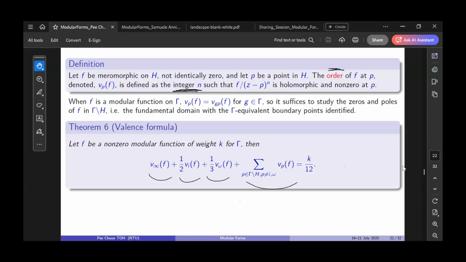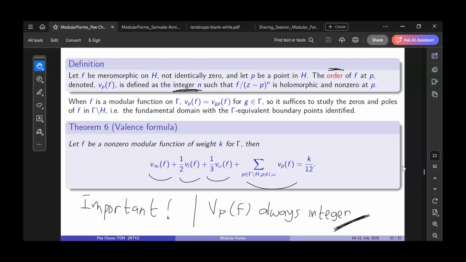And the important thing to note here is the fact that v_P(f) here is always an integer, because it's the order. Order is always an integer. So this is the important part.